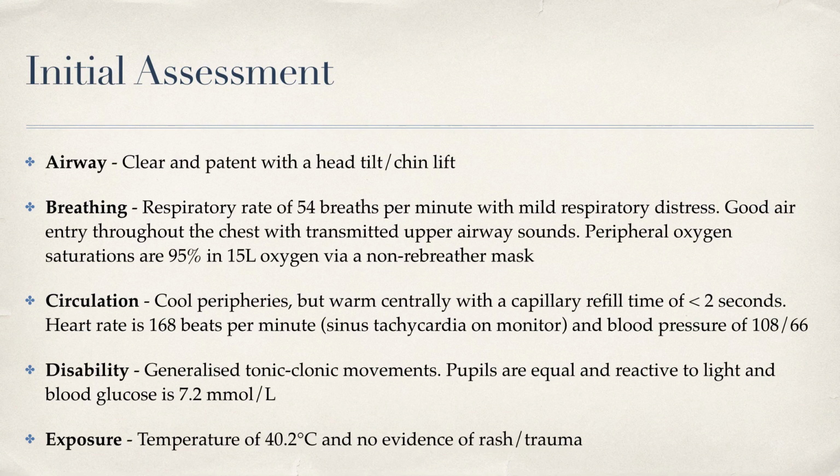When she comes into the resuscitation area, you assess her using an ABCD approach. Her airway with a head tilt, chin lift is clear and patent. When you assess her breathing, she has a respiratory rate of 54 breaths per minute with mild respiratory distress. On auscultation, there's good air entry throughout her chest, and as you'd expect, lots of transmitted sounds from the upper airways. Peripheral oxygen saturations are 95% on the 15 litres of oxygen via non-rebreather bag that you've applied.